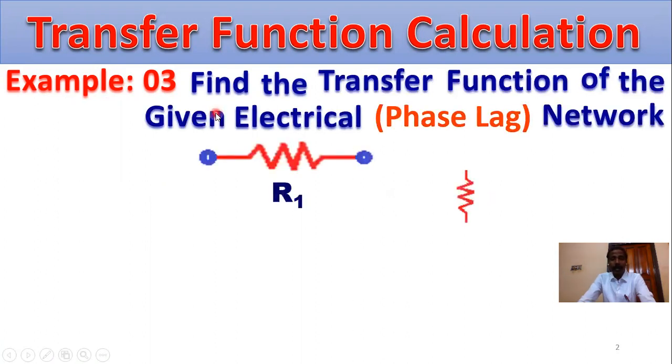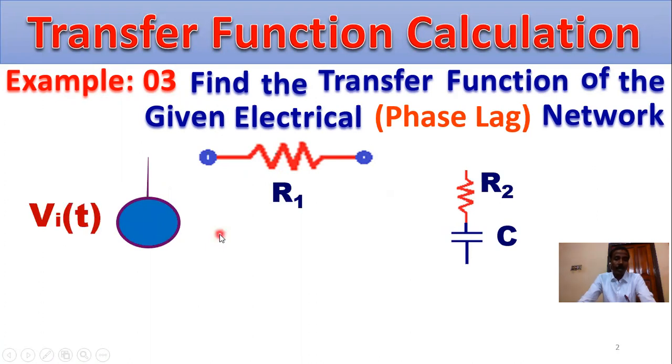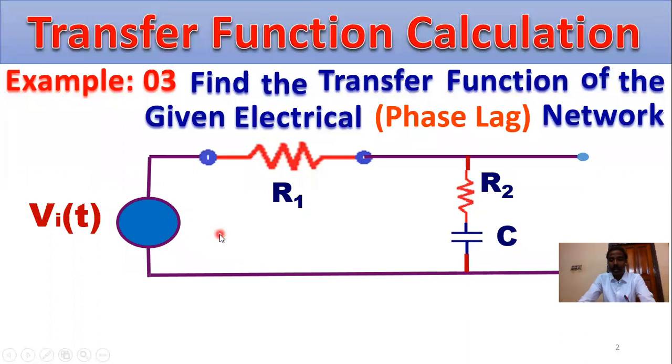This is our given electrical network: R1 resistance, another resistance R2, and one capacitor C. And this is the source Vi(t), and the connection diagram. V0(t) equals the output voltage and Vi(t) equals the input voltage.